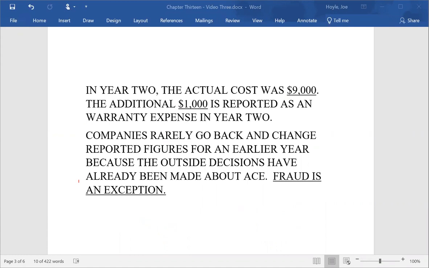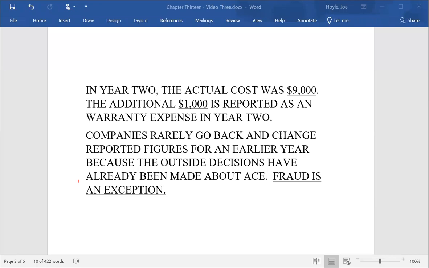We put the $1,000 into the year where we realize that it was wrong. So in year two, we realized it should have been 9 and not 8. So we add the $1,000 into year two. You can't change the earlier year, or you don't need to change the earlier year, because those decisions have already been made. There is an exception to this rule though.